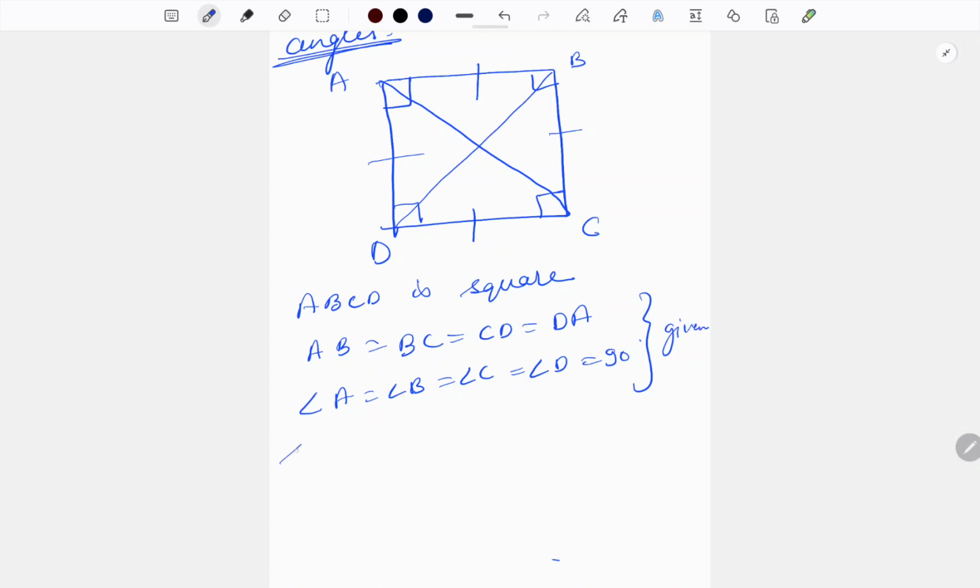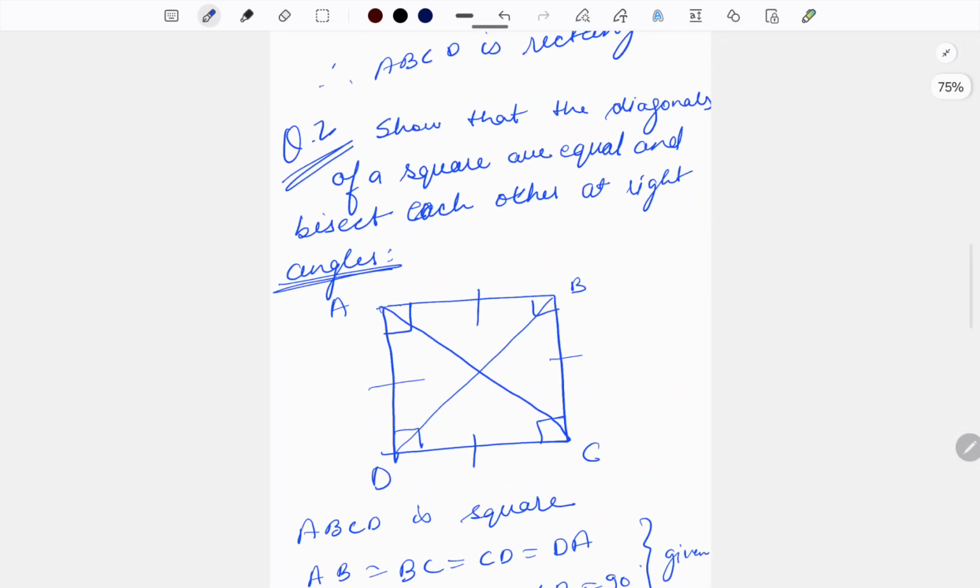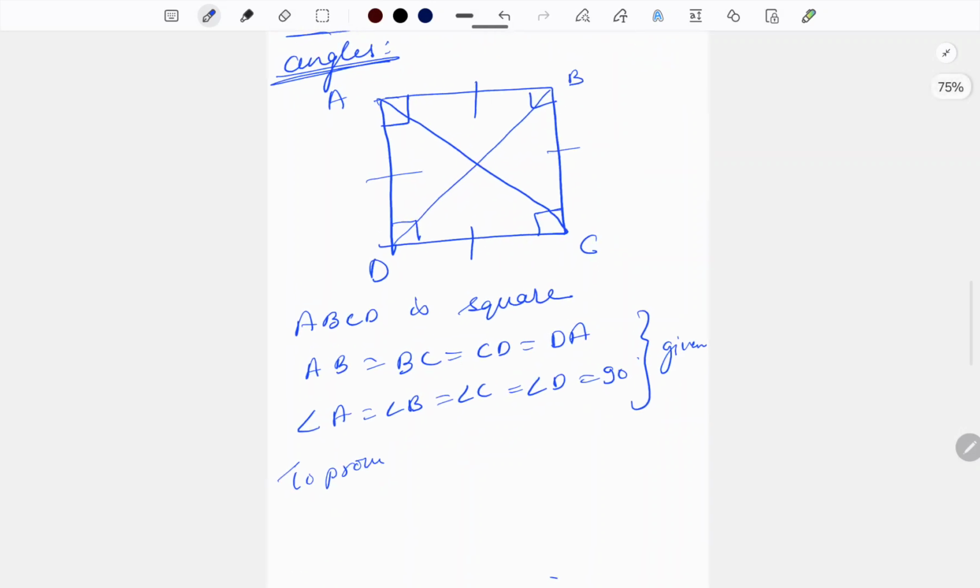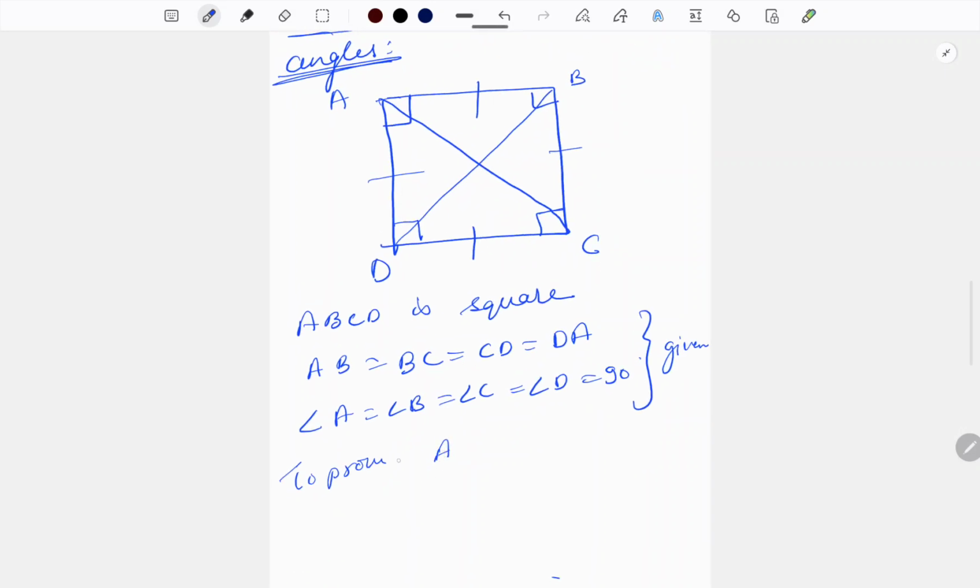Now what to prove? What is the question asking? The question is asking the diagonals of a square are equal and bisect each other. So the diagonals are AC and BD. To prove the first part, AC is equal to BD, and let us say the intersection point is O. So AO is equal to OC and OD is equal to OB. Okay, got it.